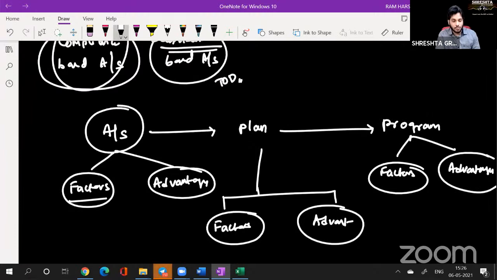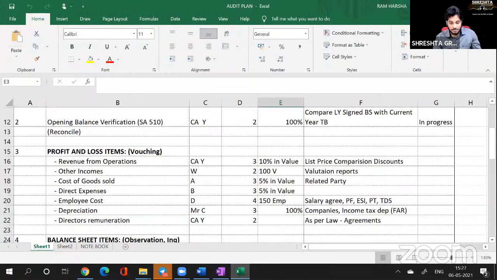First, what is audit strategy? Based on the environment of the organization, I decide either a control based strategy or a substantive based strategy. So based on some factors, I will decide my strategy. Then what should I do? I should develop the plan.